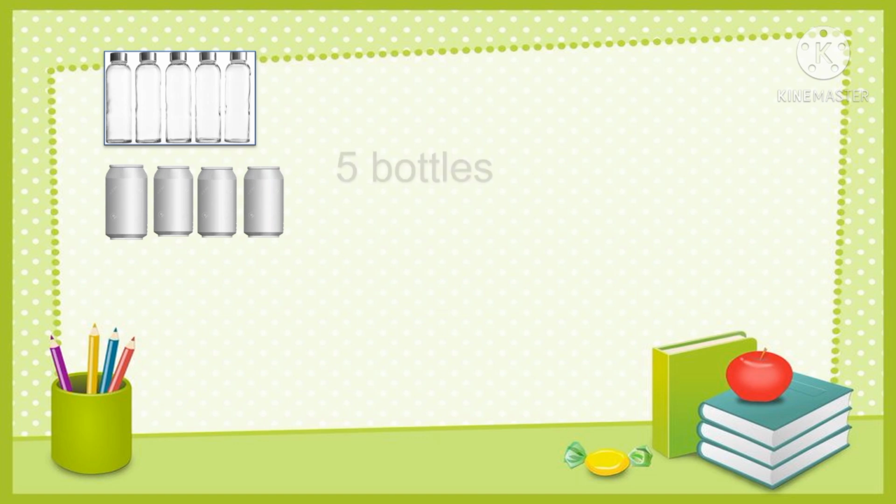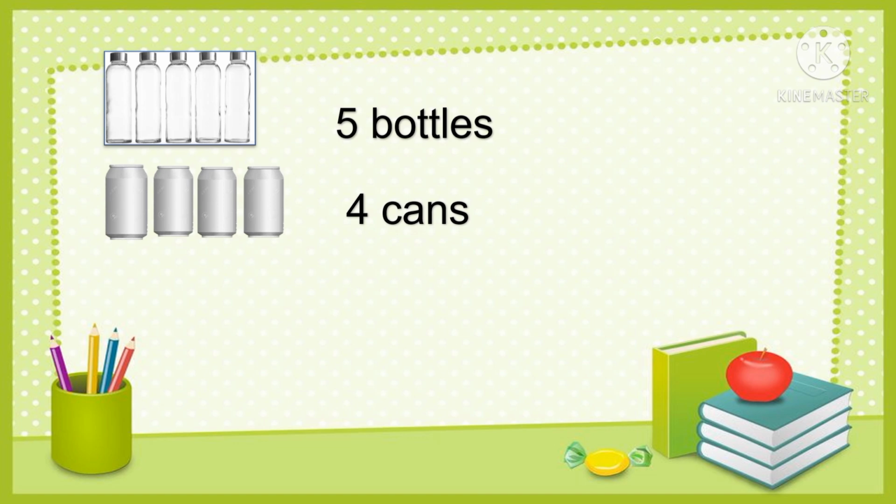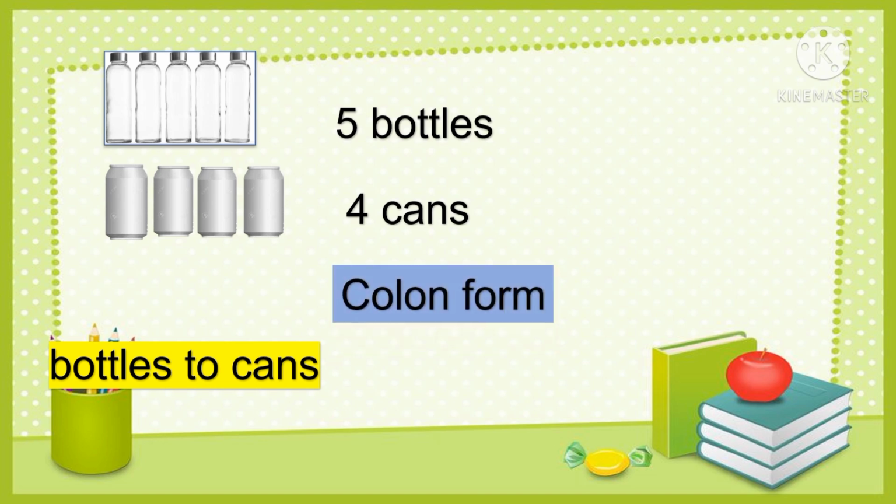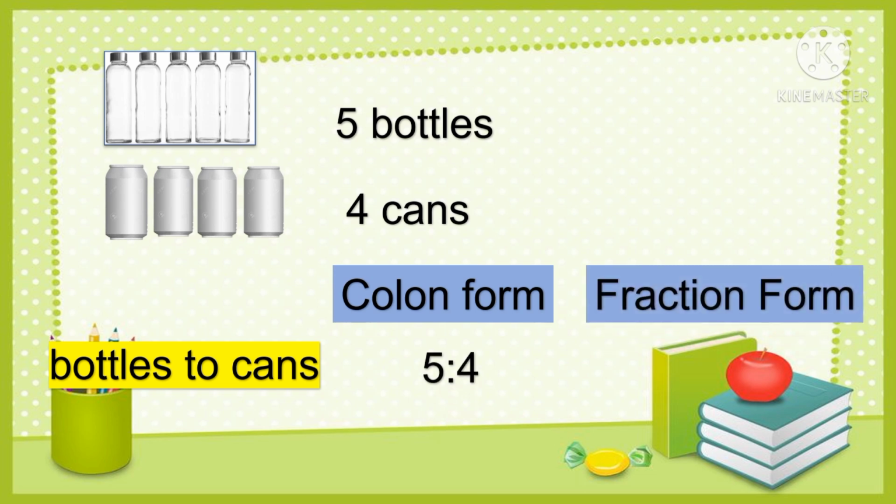As you can see, there are 5 bottles and 4 cans. First, let us find the ratio of bottles to cans. The ratio of bottles to cans in column form is 5 is to 4 and in fraction form is 5 is to 4. Notice that 5 and 4 have no common factor other than 1. So we can say that it is already in lowest term.